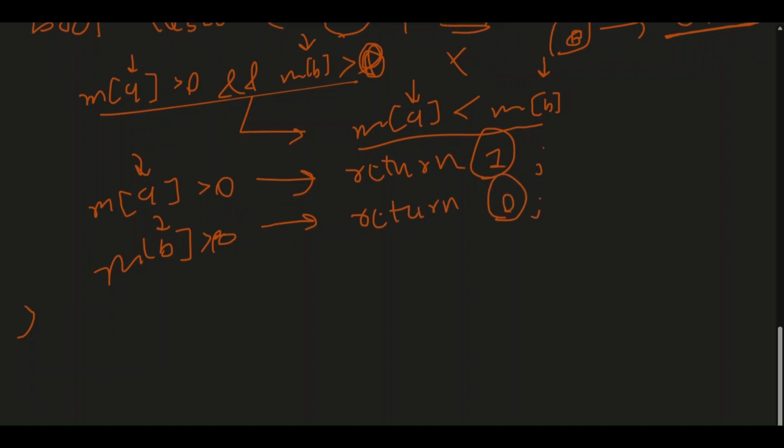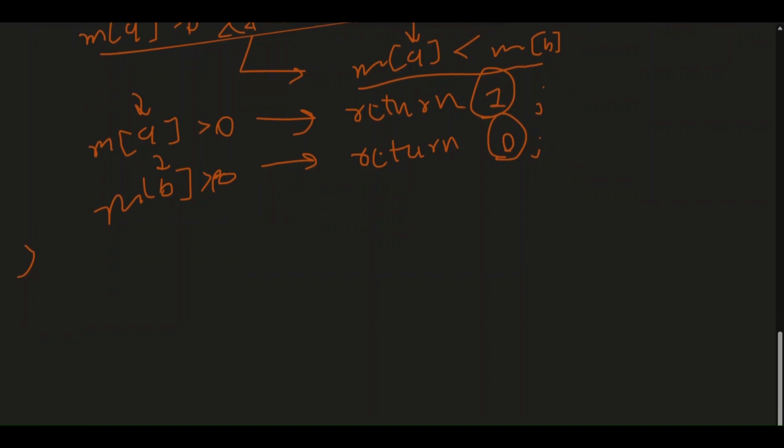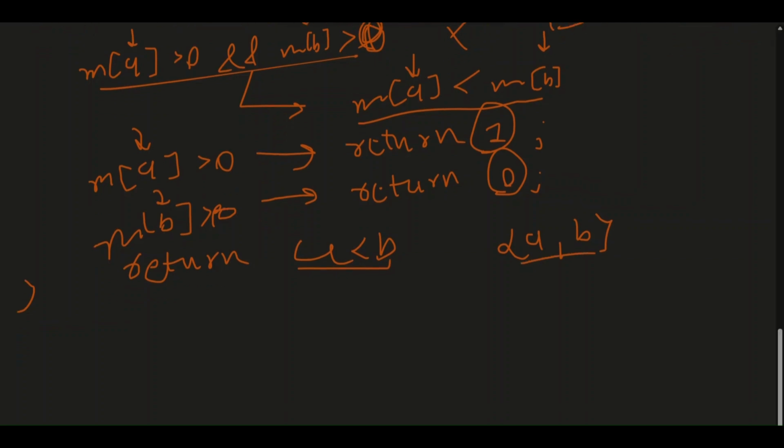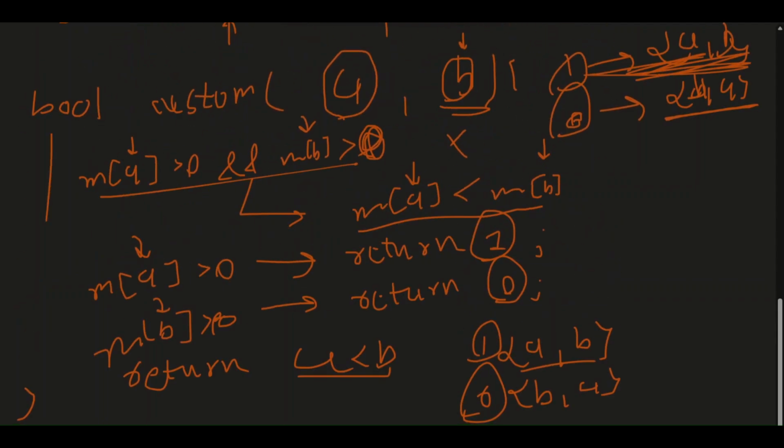But if both of these conditions are false, then element A is not present in AR2 and element B is also not present in AR2. Then I have to only return A is less than B. If my A is less than B, then I return 1 because I don't want to change my pair. But if my element A is not less than B, then I have to swap the pair, so I will return 0. So this is my Boolean custom function.